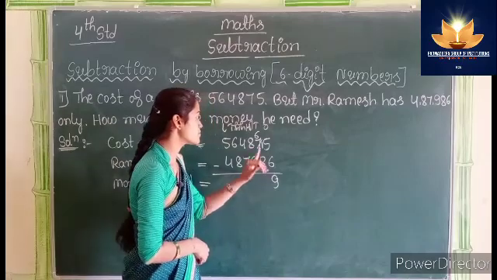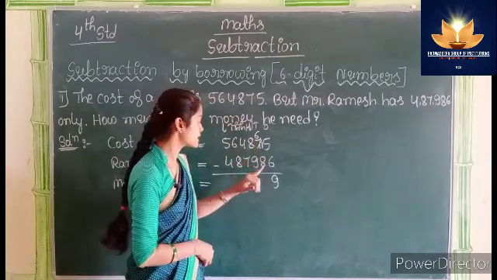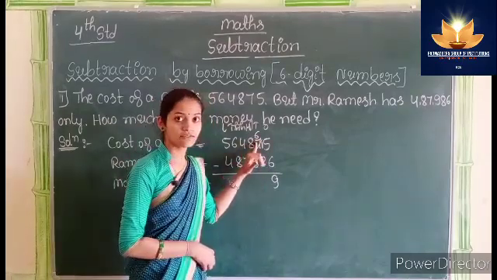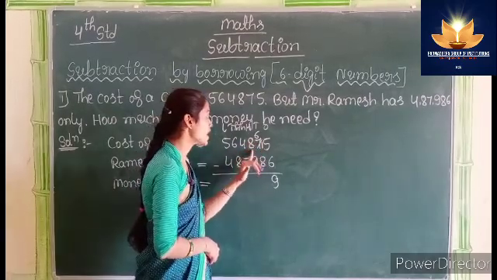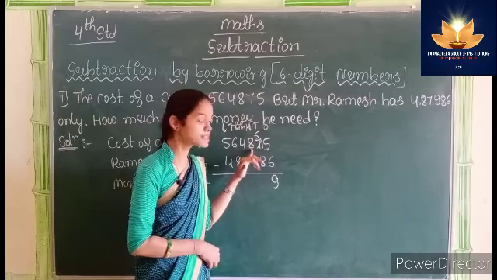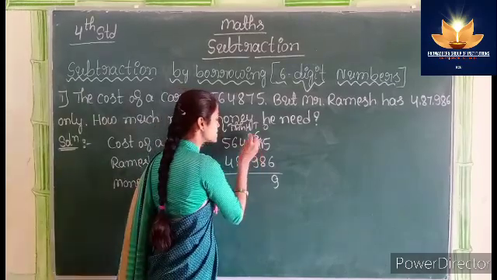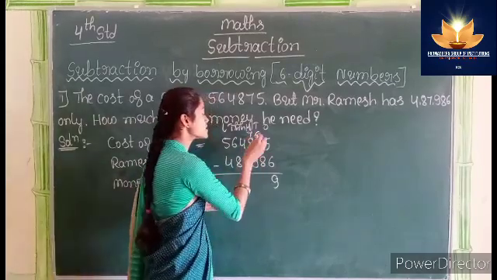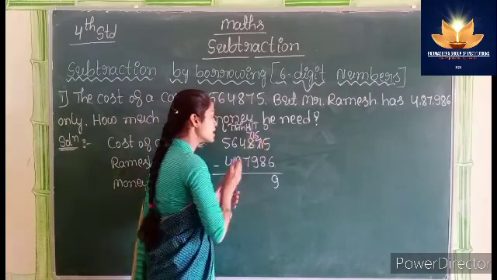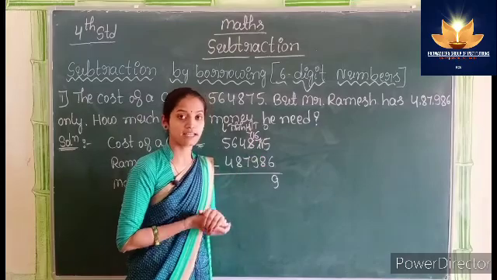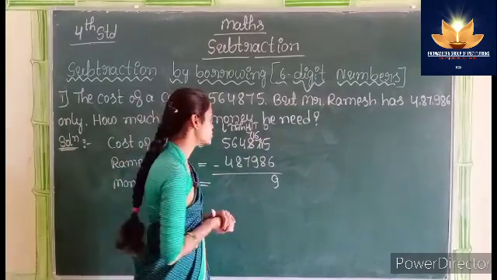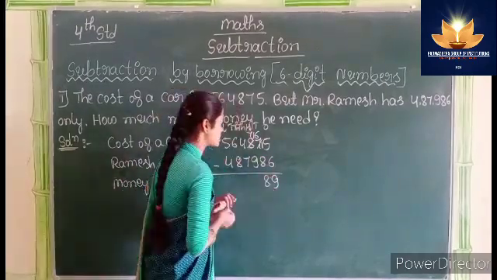Subtract 8 from this 6. 8 is greater than this 6. Again we cannot subtract 8 from this 6. That's why we have to borrow 100 from this 800s. Here 800 becomes 700s. 6 tens become 16 tens. Subtract 8 from this 16, that is 8, and that 8 should be written in tens place.